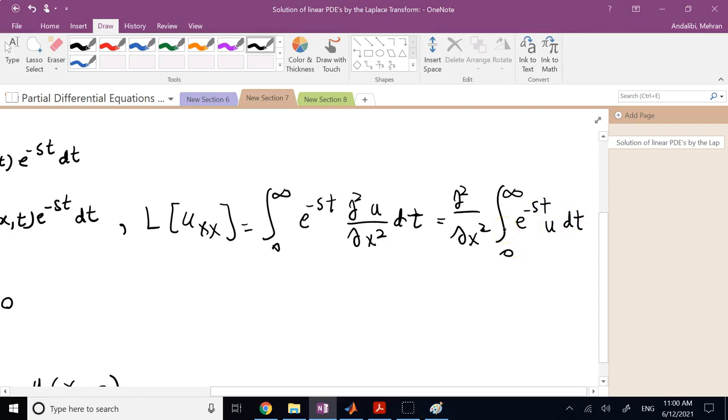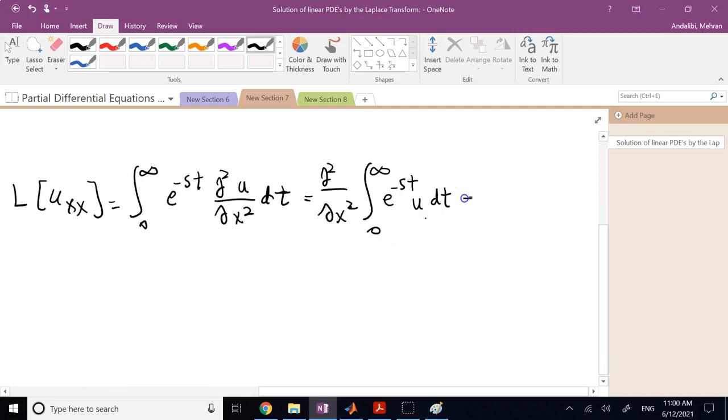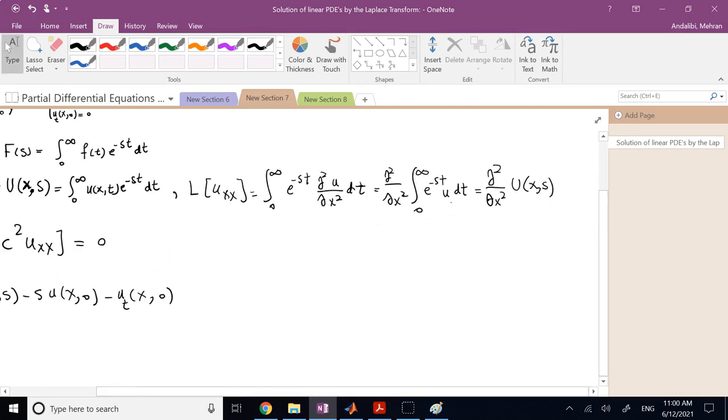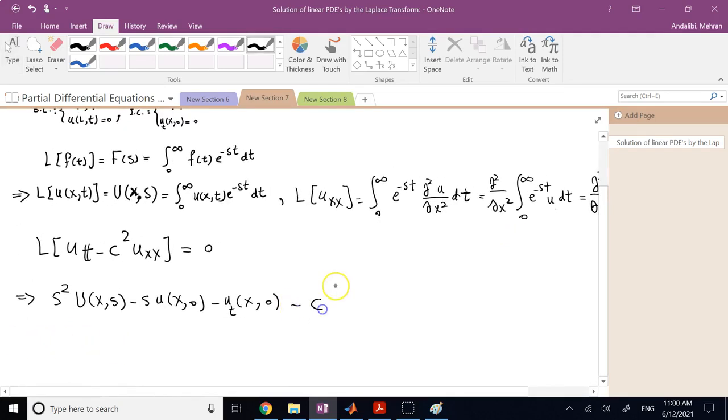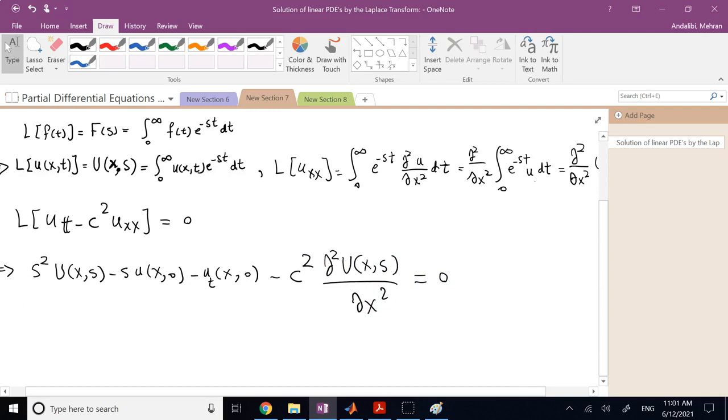And this is that Laplace of u, so it is going to be the second partial with respect to x of U of x and s. Okay, so there is nothing else. This x derivative and the Laplace transform are separate things. One of them is in the x domain, one of them is in the t domain. They are not going to interact with each other. So this is going to be minus c squared times the second partial of capital U of x and s with respect to x squared. This is 0. Now let's plug in these conditions here.